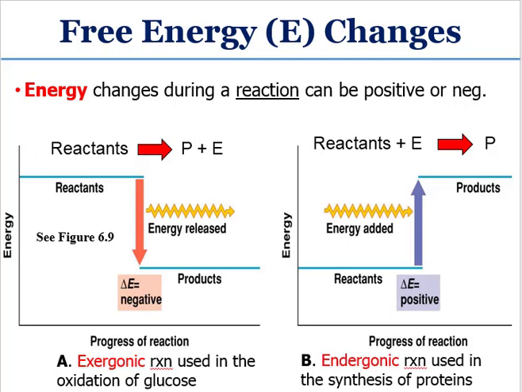Compare that to over here in panel B. An endergonic reaction is described by a positive sign, and the reactants here are in a lower energy state than the products. Therefore, energy is drawn in from the environment to run this reaction.